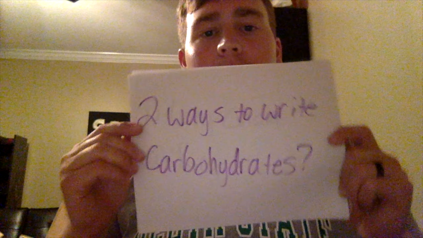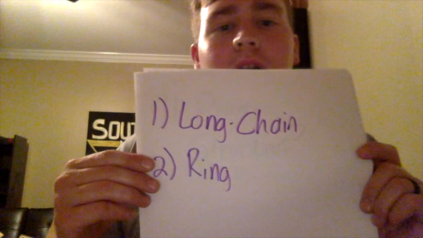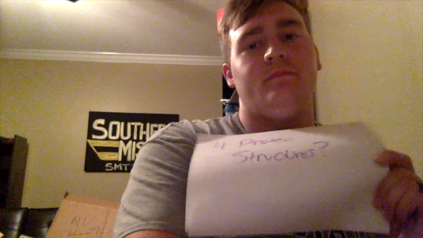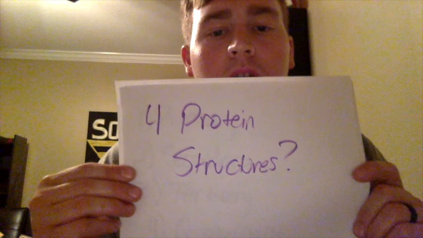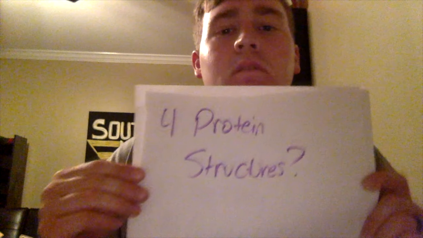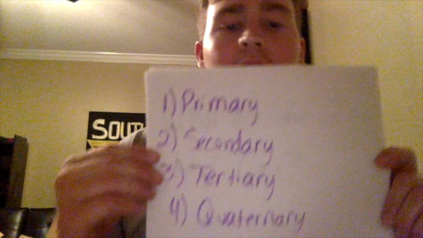Alright, in review, guys, the first question is, what are two ways to write carbohydrates? Think about that for a second. Pause the video if you need to. The correct answer would be a long chain structure and a ring structure. Alright, the second question. What are the four protein structures? Again, you can pause the video, answer that question. Correct answer would be primary, secondary, tertiary, and quaternary.